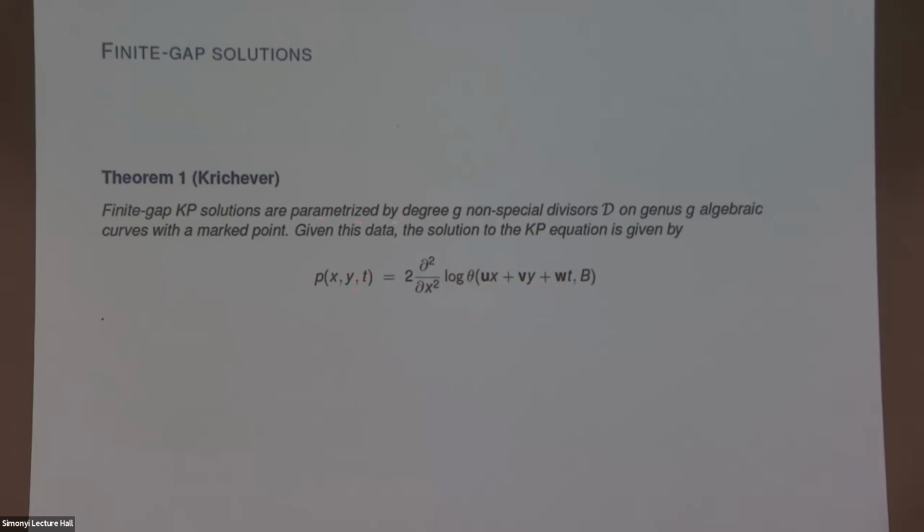And so I say here we have degree g non-special divisors on algebraic curves. So the data of the divisor tells us information about these u, v, and w. So finite gap means? That's a statement about the spectral data of the solution, so it has a finite number of spectral gaps. But also it's a class of solutions that's important.